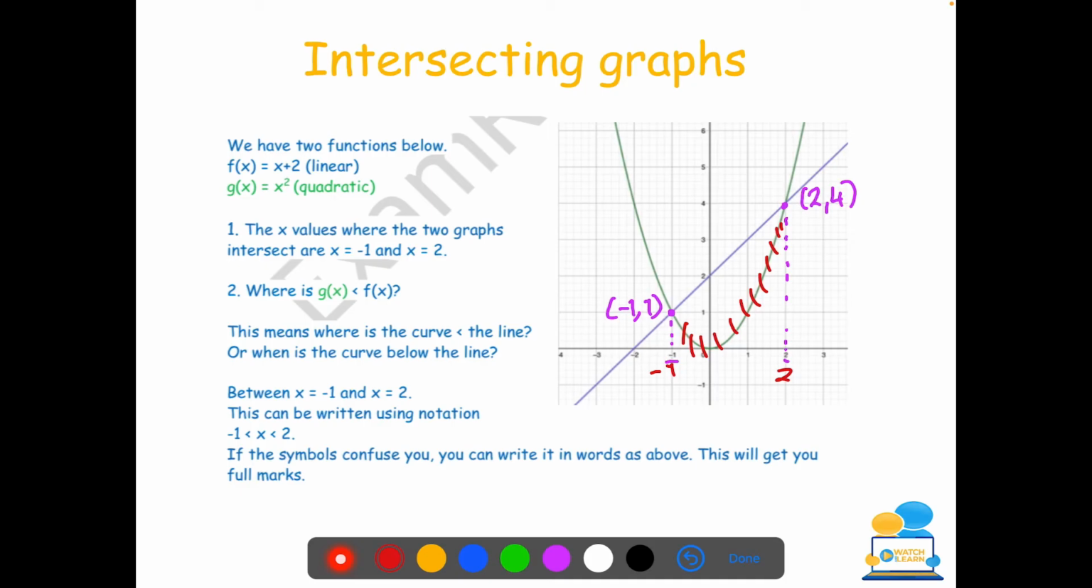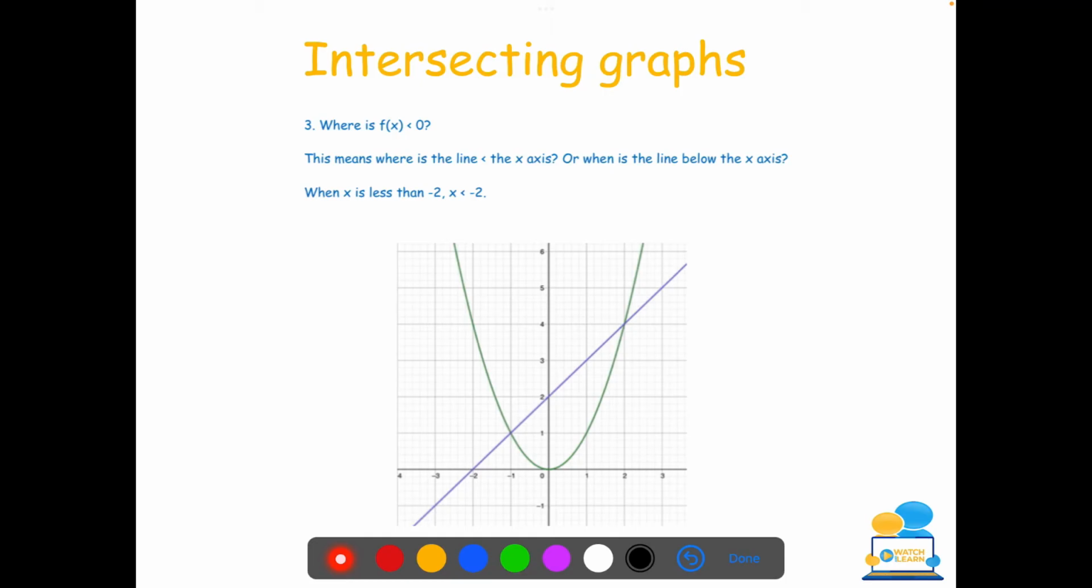This can be written using notation. We can write between x = -1 and x = 2, or you can write where x is greater than -1 and x is less than 2. If the symbols confuse you, you can just write the words. Don't get too bogged down by the symbols, as I understand this can be quite difficult for some students. Just know that it means where the curve is below the line.